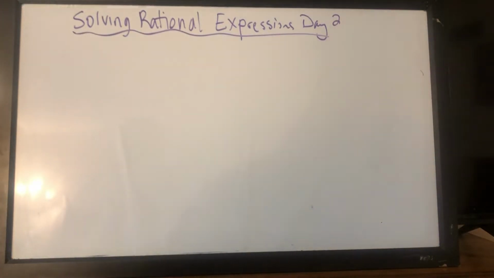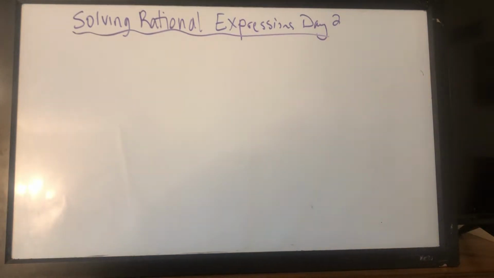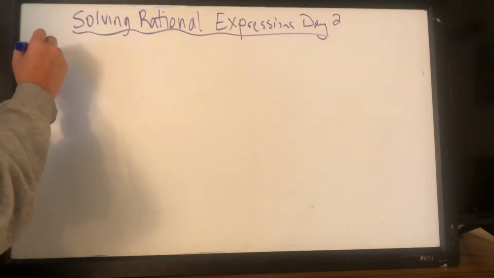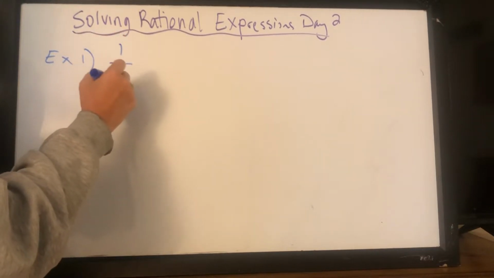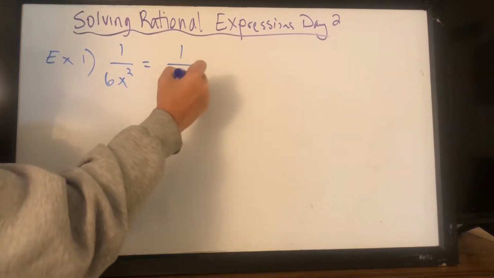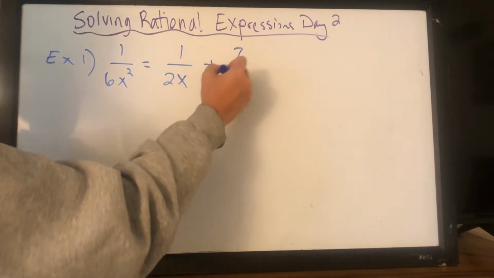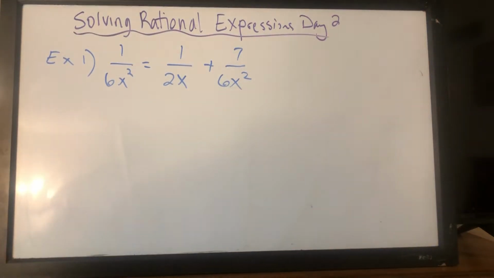We are going to be doing another day of solving rational expressions. And just to give you a heads up, we're going to have 4 examples. Okay, just to kind of let you know. Our first one here, we've got 1 over 6x squared equals 1 over 2x plus 7 over 6x squared. Now, these resemble the homework problems, guys. So please use these notes, use this video, help yourself solve this, okay?